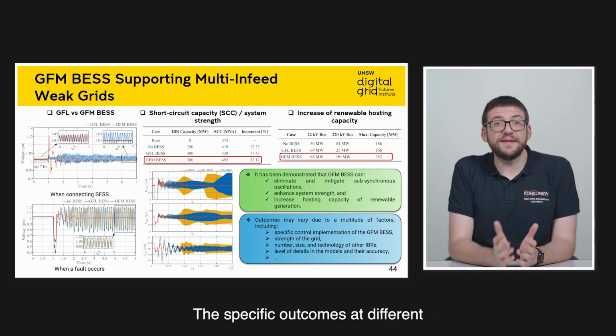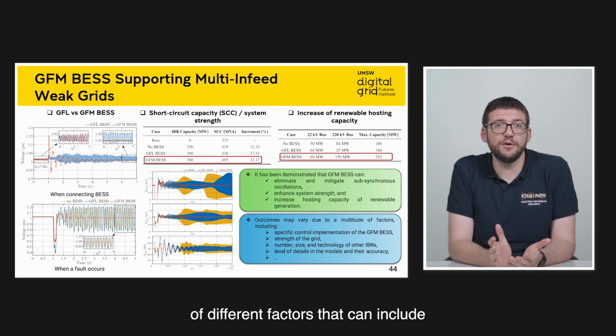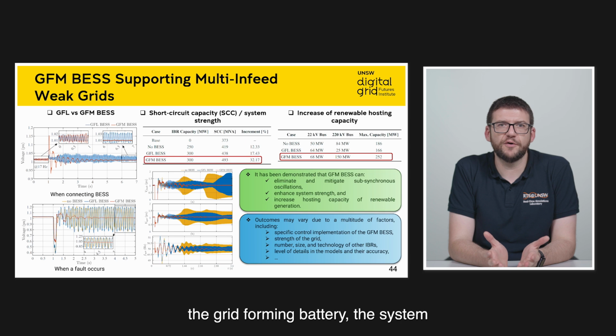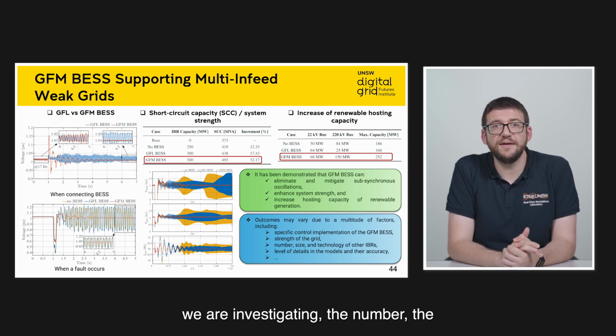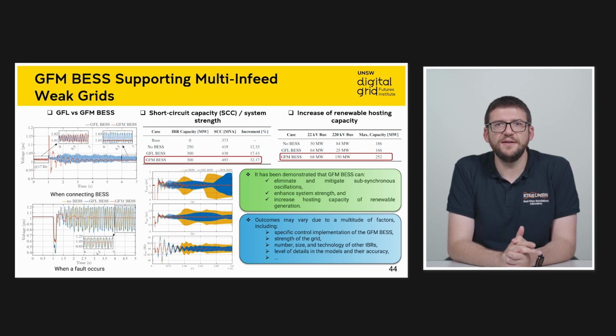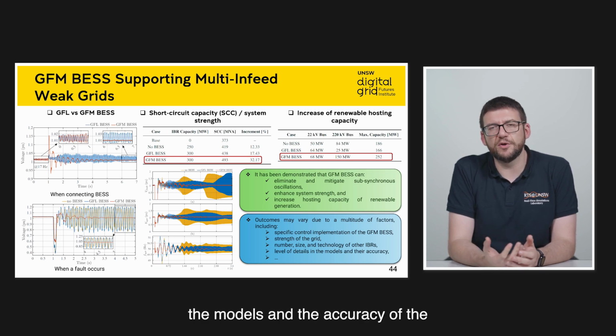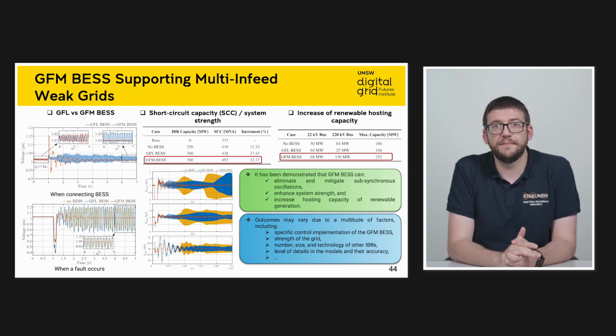The specific outcomes at different locations around the grid can vary because of different factors that can include the specific control implementation of the grid-forming battery, the system strength at the particular area that we are investigating, the number, size, and different technologies of IBRs that are locally connected, and even the level of detail and the accuracy of the models that we have available for us to do this kind of study.